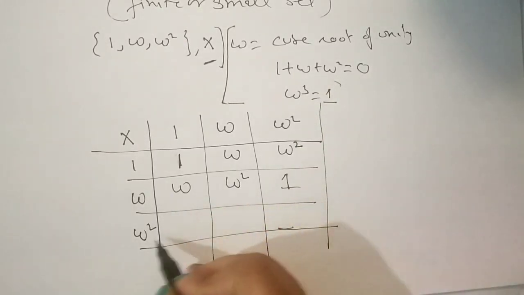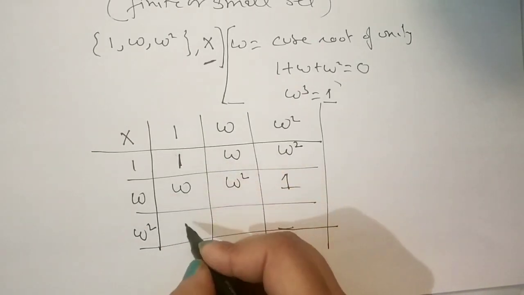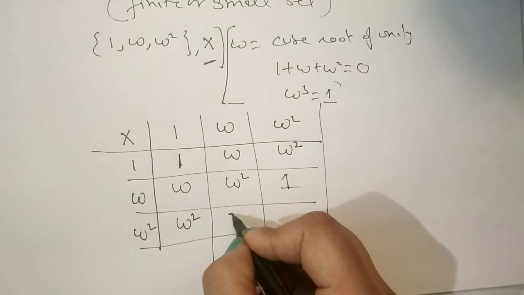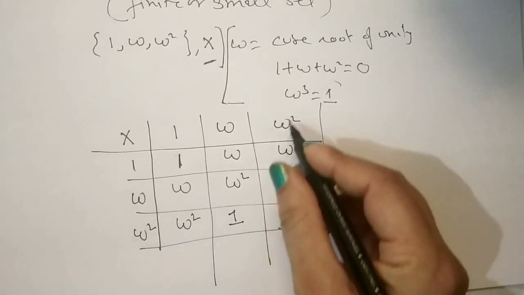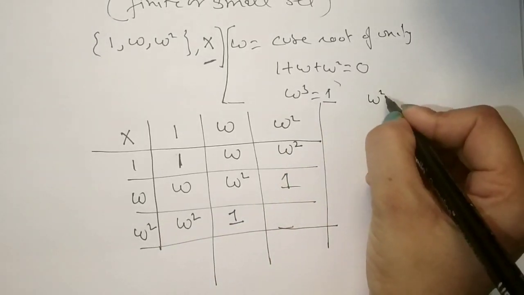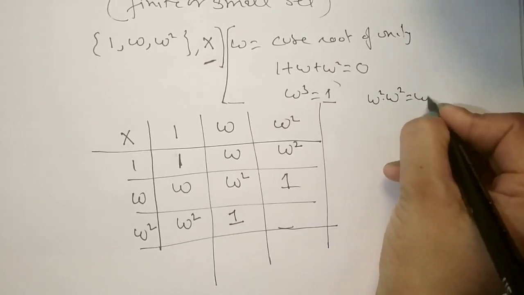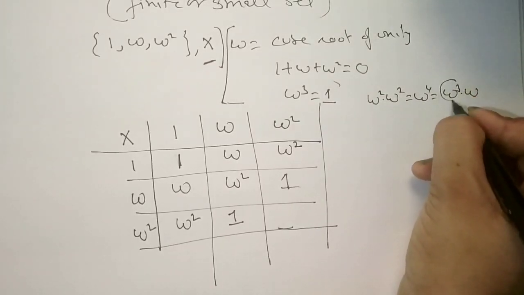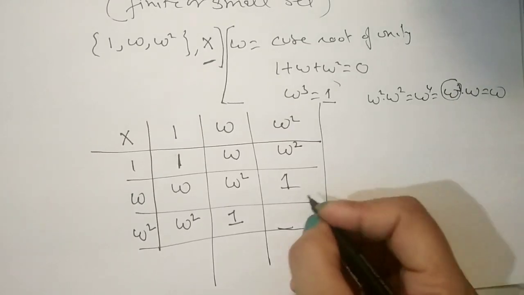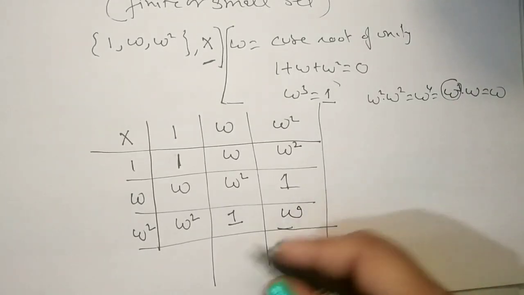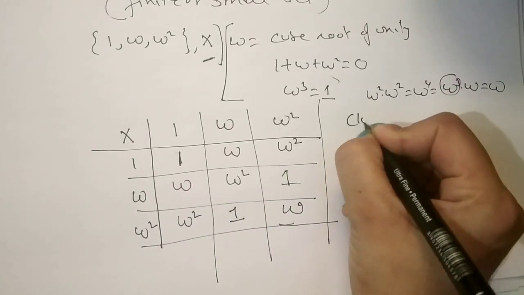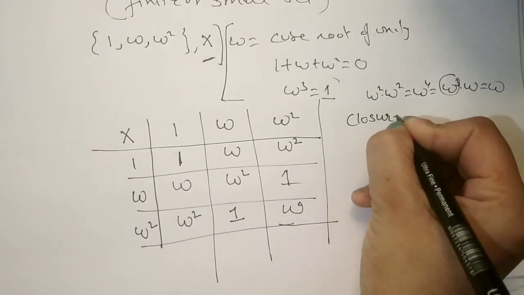Now for the third row, omega square into 1 is omega square. Omega square into omega is omega cube, which is 1. Omega square into omega square is omega raised to power 4, which can be written as omega cube into omega. Omega cube is 1, so we are left with omega only. So in this way you make the composition table. Now we are going to check all the properties from here.